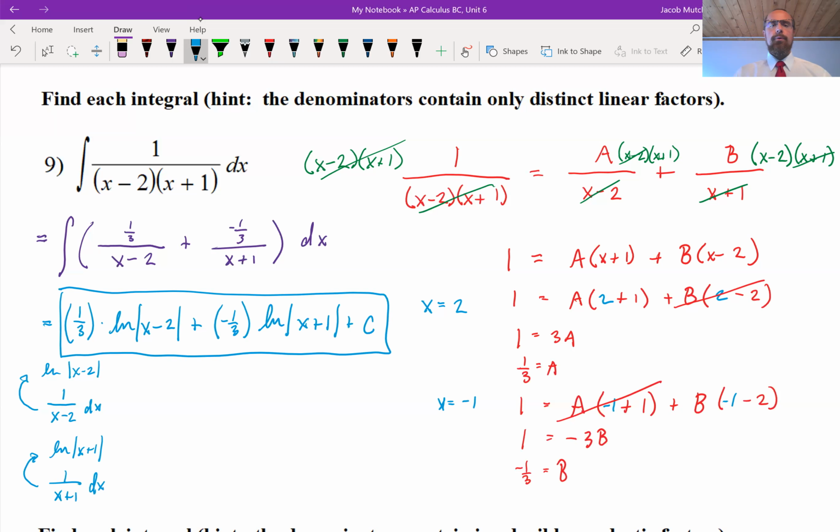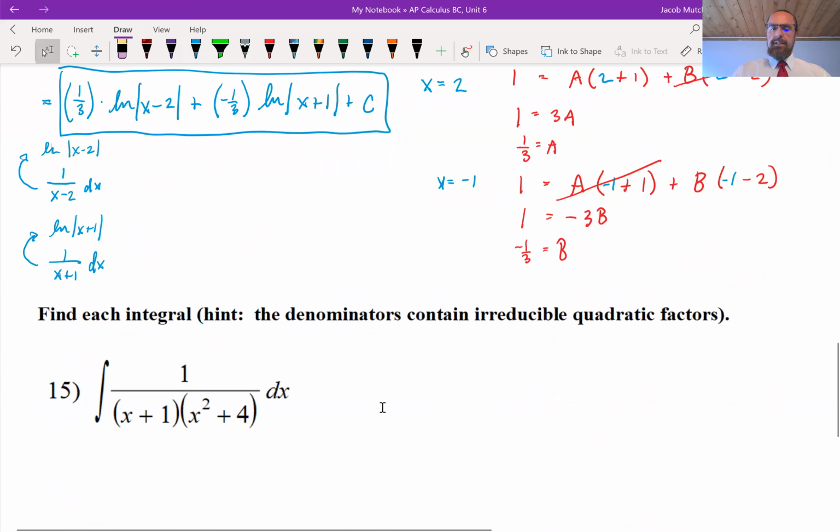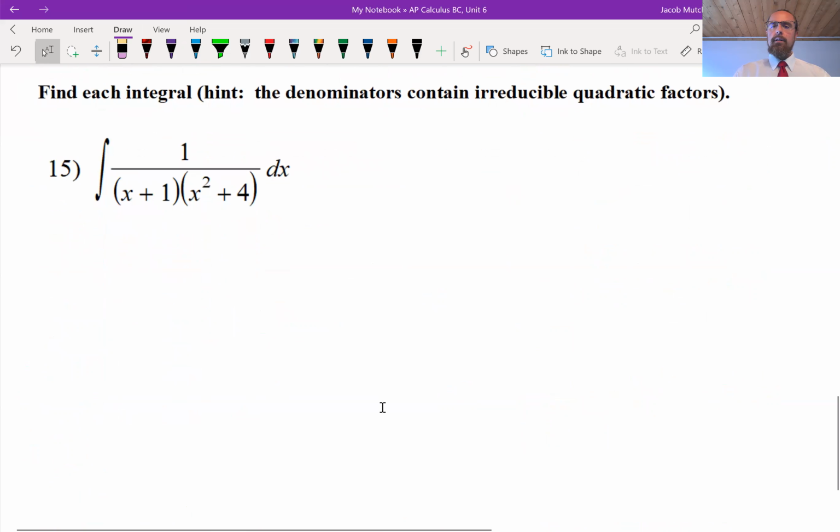So in this example, I had two factors in the denominator. Both were linear, and they were distinct. They were unique from each other. Our last example contains an irreducible quadratic factor.